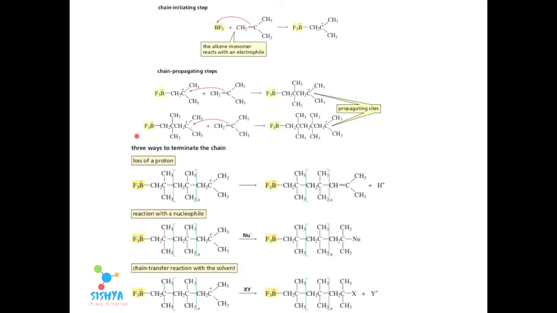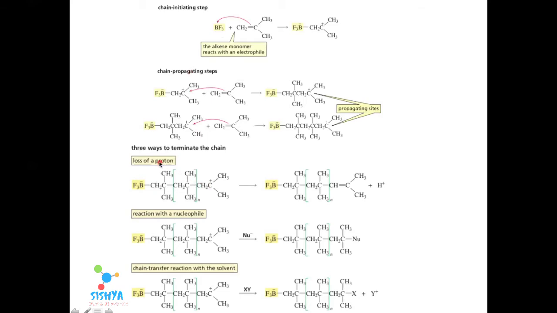terminated by the loss of proton, reactions with nucleophiles, or chain transfer reaction with solvent. So these are the ways to proceed for the terminations. So this is the slide where I am trying to show the Lewis acids act as a chain initiator with an alkene part. The first step shows the chain initiation, then chain propagation, followed by terminations.